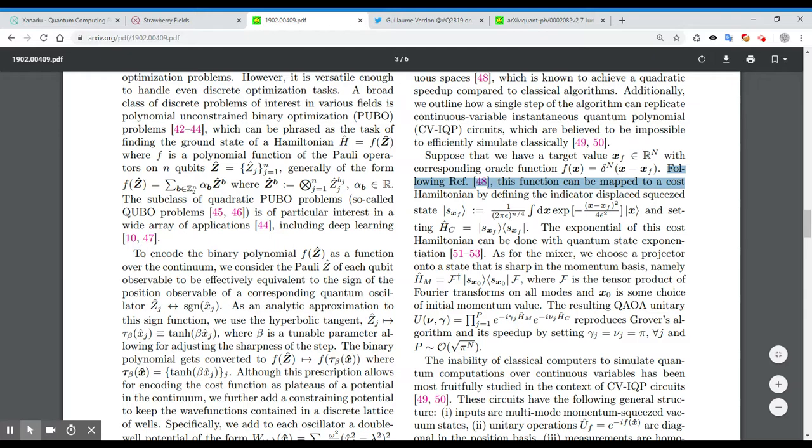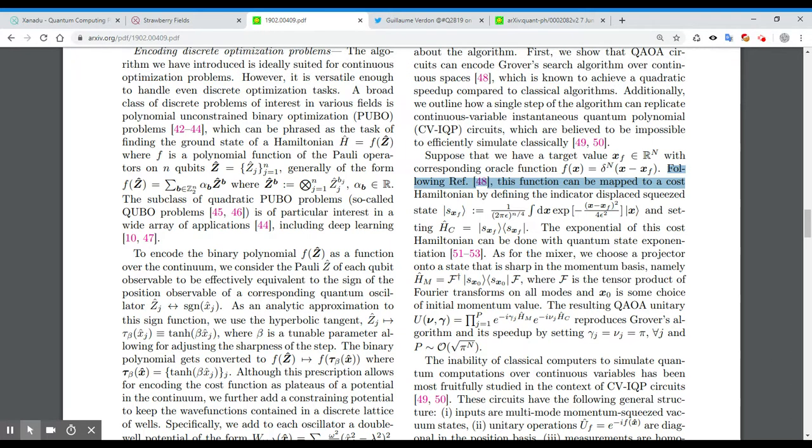This function can be mapped to a cost by defining the indicator displaced squeezed state. So we need a displaced squeezed state. But that's for the cost function.